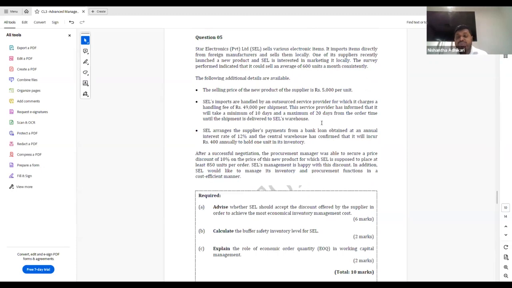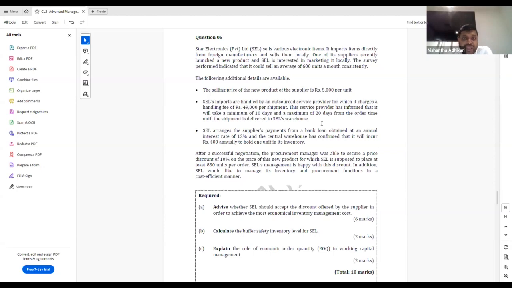Definitely there will be a question from working capital management we need to look at. Okay, we will look at this question number 5. This is the last question of section 2. Okay, we'll read the illustration and see what they are supposed to do.